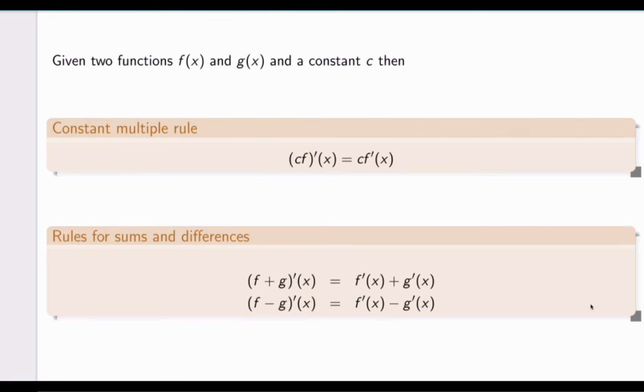Let's come to the first two rules, which I promised you were the simplest ones. So the constant multiple rule is as follows. You have a function f, you multiply the function by a constant c, and then the derivative of cf is c times f prime. So a constant factor can always be taken out of the derivative. Rules for sums and differences are exactly as you expect. For example, the derivative of f plus g is f prime of x plus g prime of x. And for minus, the derivative of f minus g is f prime of x minus g prime of x.